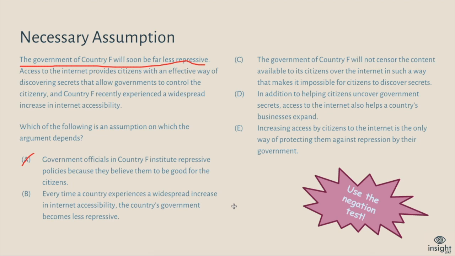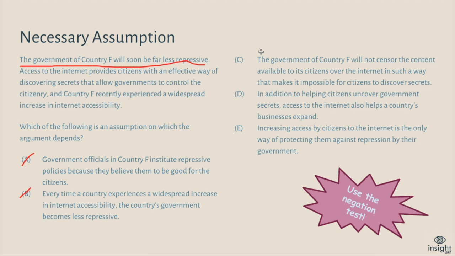B. Every time a country experiences a widespread increase in internet accessibility, the country's government becomes less repressive. Well, that would help the argument, I guess, because it would tell us that what's happened in other countries would also happen here, but let's negate it. It's not the case that every time a country experiences a widespread increase in internet accessibility, the country's government becomes less repressive. Now, that didn't destroy it, because we've said it's not the case that every time, right? We know that B is not the right answer because it's about more than just this particular country in this situation. So the argument doesn't need to assume something about every time.